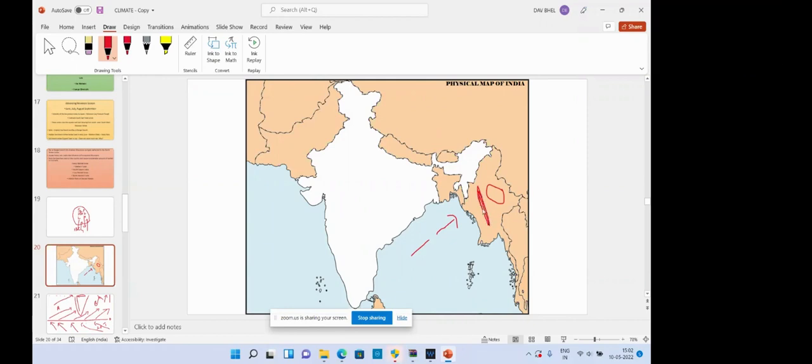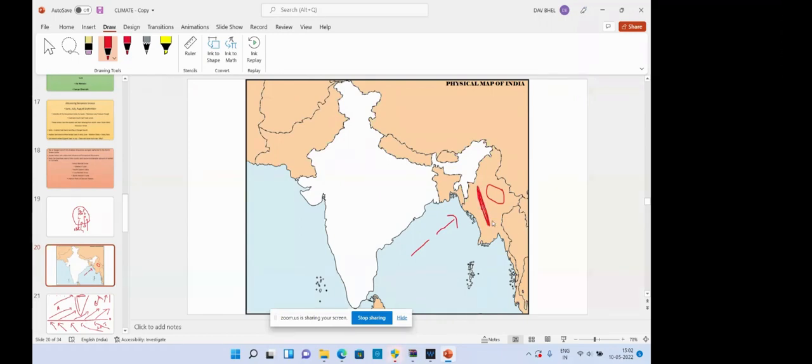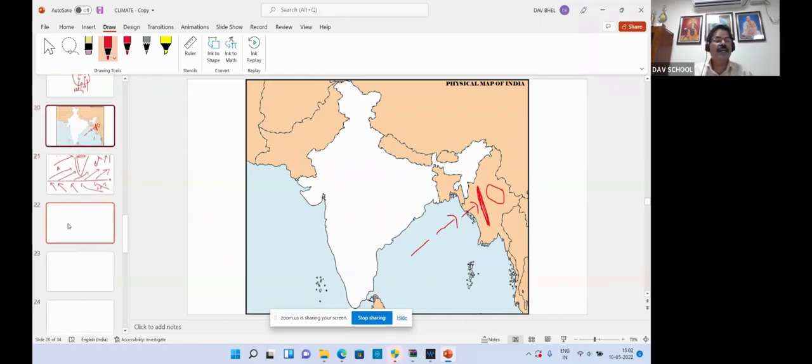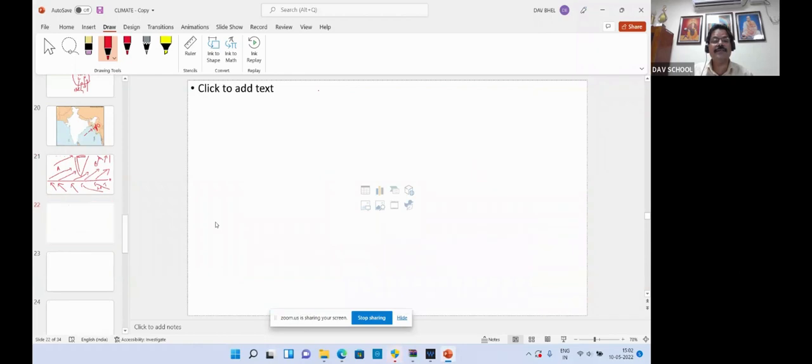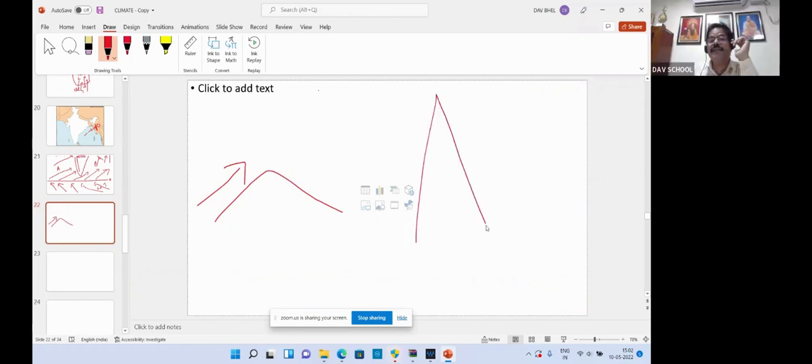Garo Khasi Jaintia, is it? No, no. In Myanmar, sir. This is called the Arakan Mountains. So this wind will go and dash against the Arakan Mountains. You know, the Arakan Mountains are very steep mountains. See, if the mountain is like this, like our Western Ghats, the wind will rise up. Am I right? Yes, sir. But the Arakan Mountains are like this.